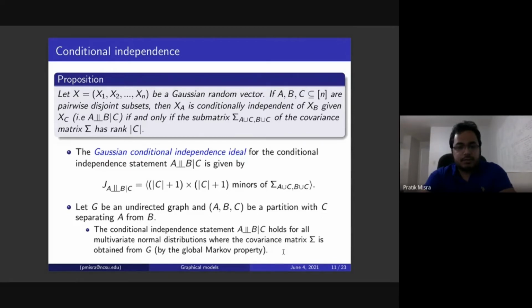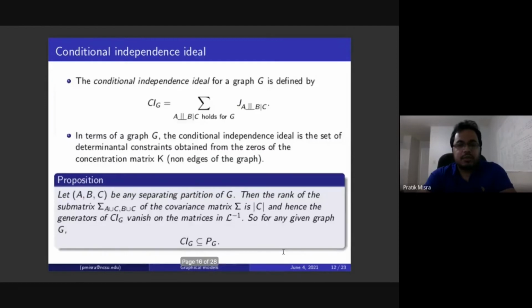Using these conditional independence statements, we define the conditional independence ideal for a graph, which is the ideal generated by all the Gaussian conditional independence statements, taking the sum over all the possible conditional independence statements obtained from the graph. So in terms of graph G, the conditional independence ideal is basically the set of determinantal constraints obtained from the zeros of the concentration matrix K. I'll get into this in the next one with an example.